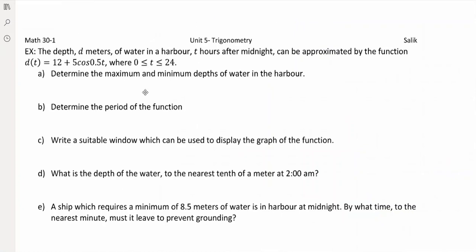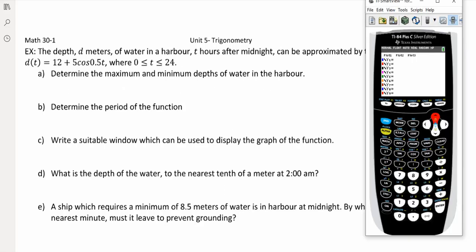All right, next one. It says the depth d meters of water in a harbor t hours after midnight can be approximated by the function d of t is equal to 12 plus 5 cos of 0.5t, where t is greater than or equal to 0 and less than or equal to 24. Determine the maximum and minimum depths of water in the harbor. I'm just going to graph this, because it's definitely a graphing question.